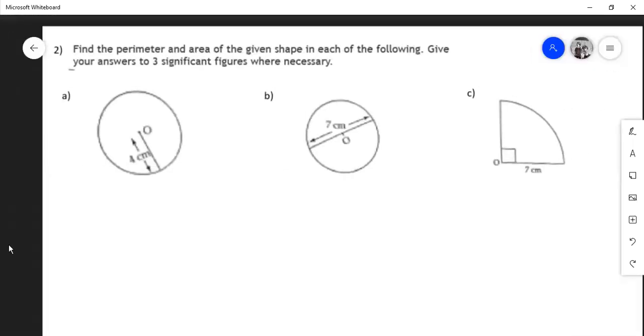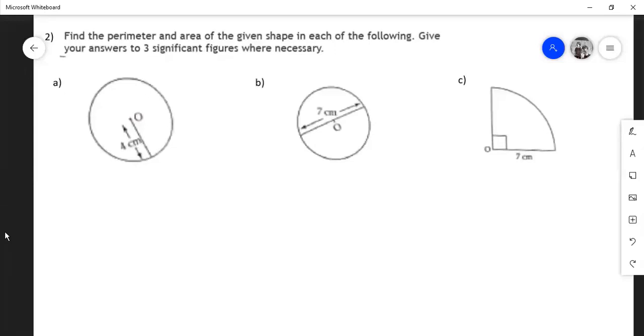Okay, next question, they want you to find the perimeter of a certain area. Let's see. They want you to find the perimeter and the area at the same time. I don't do question A and B. Question A and B is the easiest. Probably I'll just look at question C.